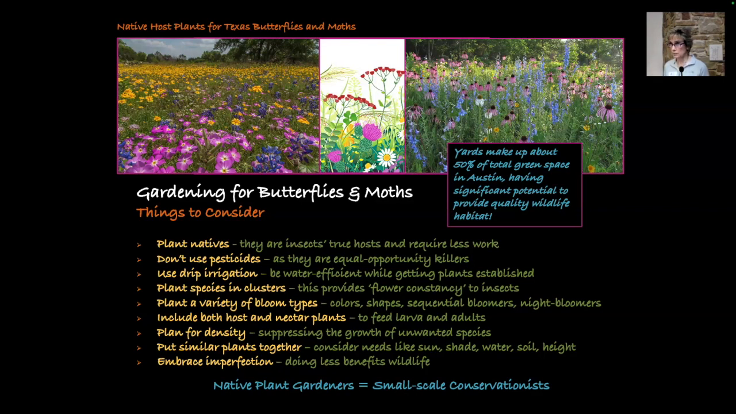Make sure you include both host plants and nectar plants so you feed every life cycle stage. Plan for density so you can suppress weeds and other unwanted species. And embrace imperfection, and I'll get to that on the next slide.